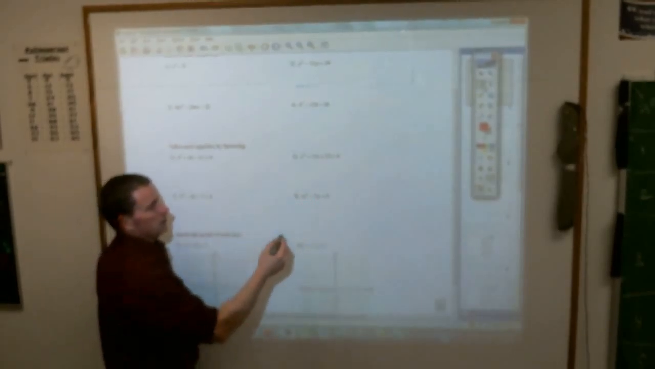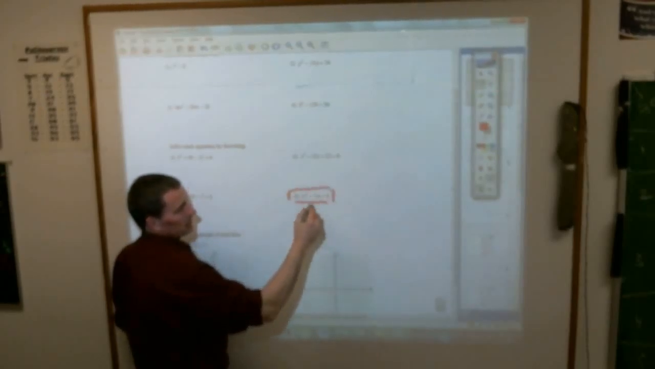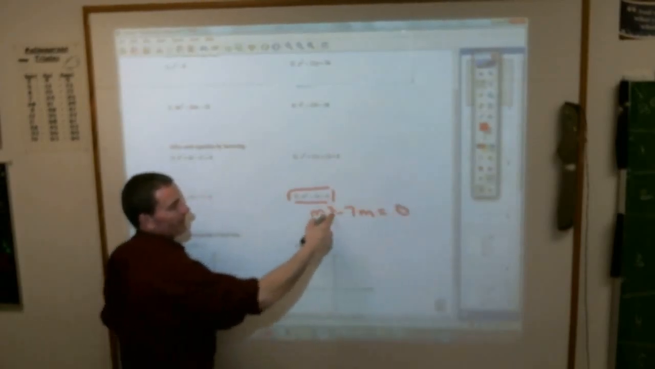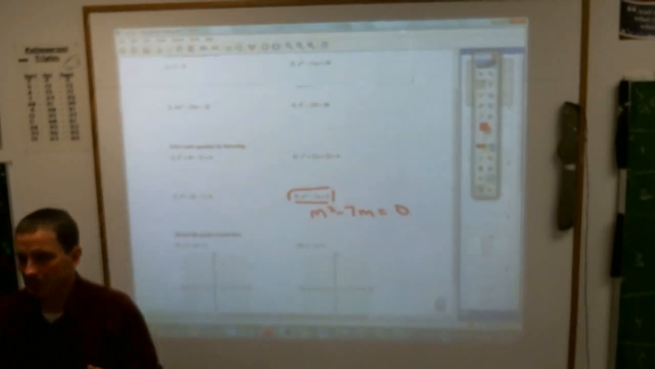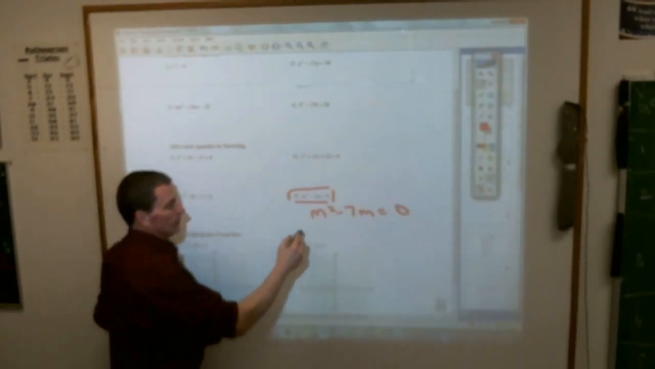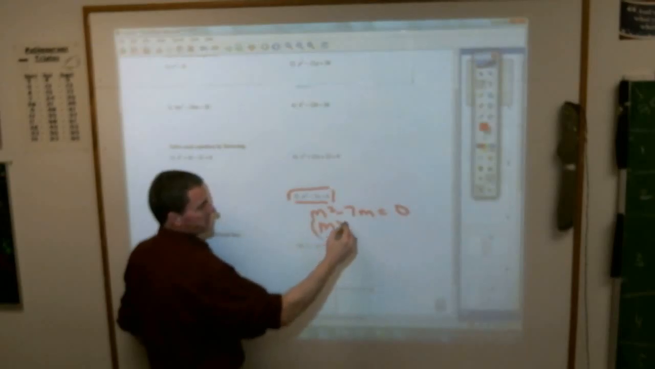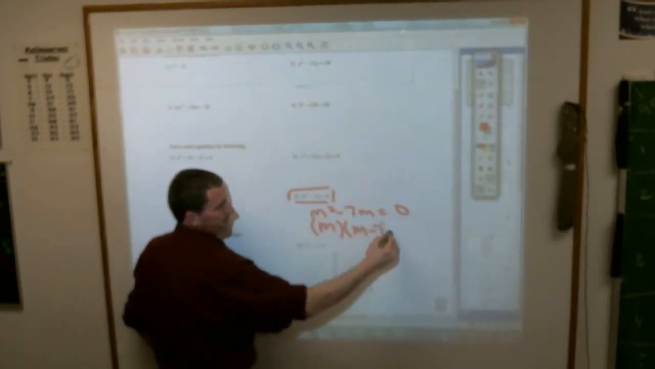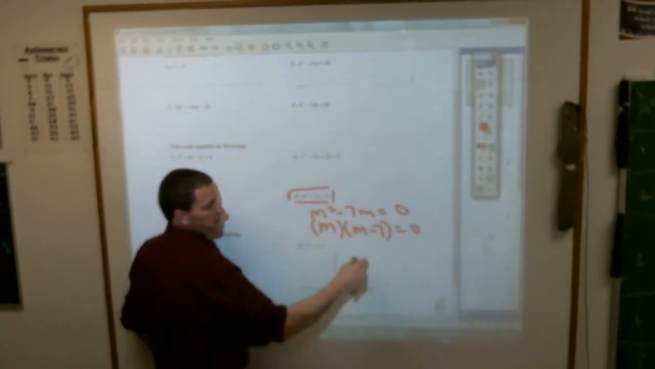If you see this, you just ask yourself, your goal is to factor this. If you have m squared minus 7m equals 0 and you need to factor this side, you want 2 things that are multiplied together, because when you multiply 0 by something you get 0, and that's your goal. So what can you take out of both of these? Just a single m. If you take an m out of these 2 things, you're left with m minus 7. When you take m and multiply by m minus 7, you get this, it equals 0.